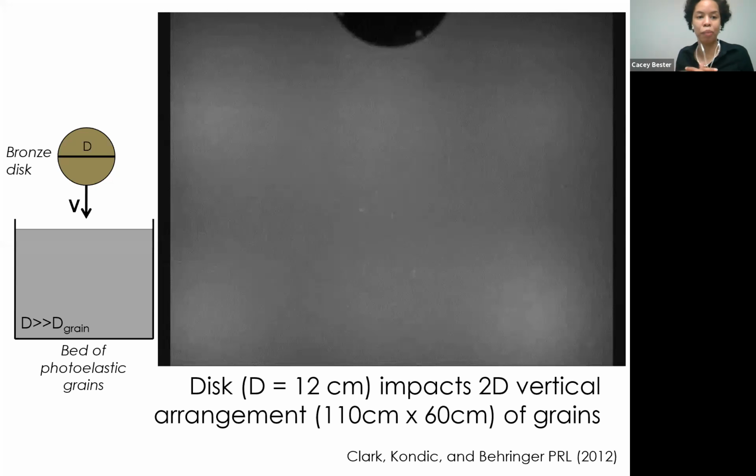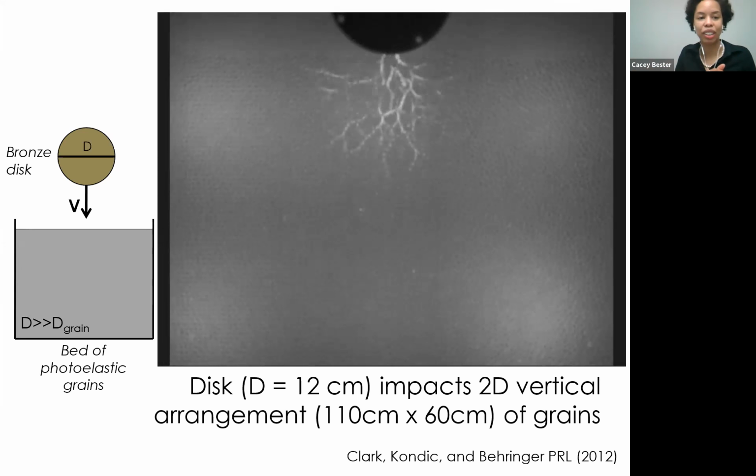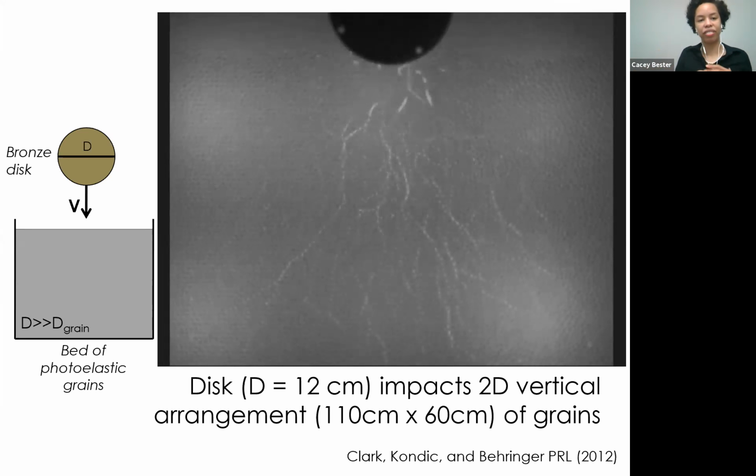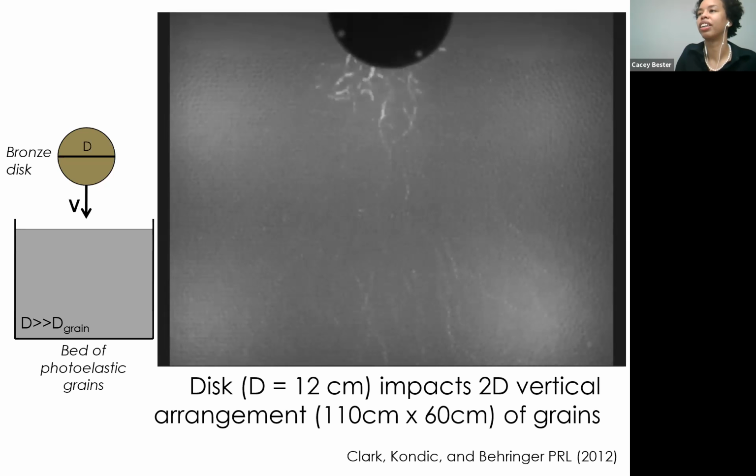And that's the same type of approach that we use for our impact experiments. Our target is now the photoelastic grains, and our impactor is a disc that's released from some height above our surface. And then we film the process using a high-speed camera. So I'll play the video for you now so that you can see not only the trajectory of the object as it falls through the granular bed, but also how the grains respond to this impact.